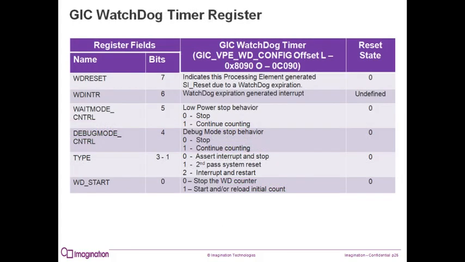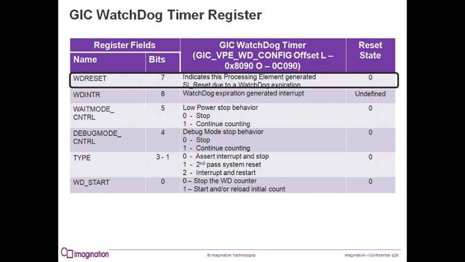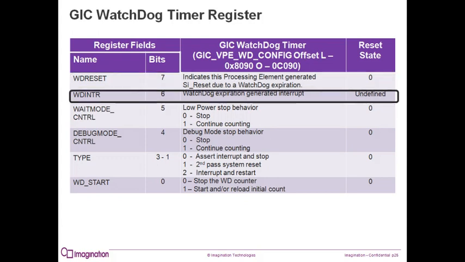The watchdog timer configuration register configures the actions of the watchdog timer. If the watchdog reset bit is set, it indicates that this processor's watchdog timer has expired and has generated a system-wide reset signal. This bit can be cleared by writing a 1 to it. The watchdog timer interrupt bit indicates that this watchdog timer has generated an interrupt. This interrupt can be cleared by writing a 1 to this bit.